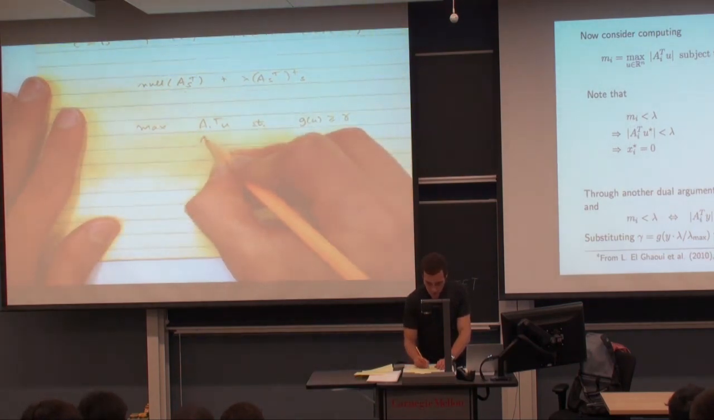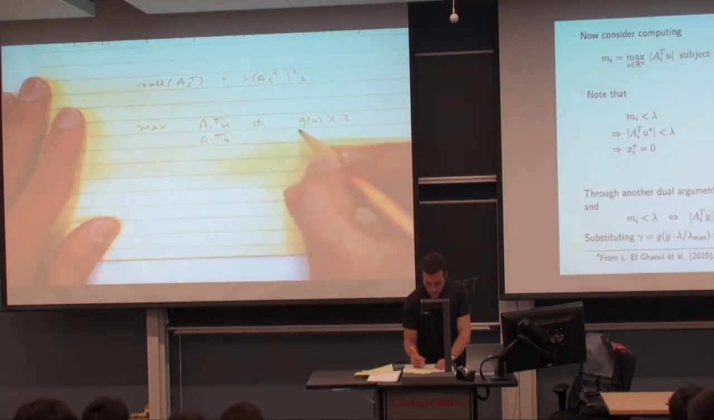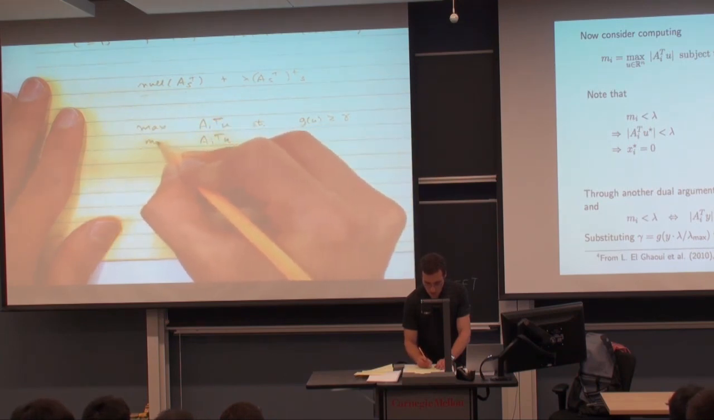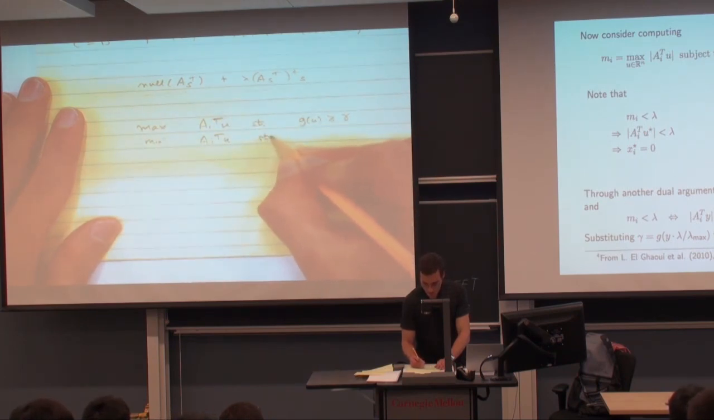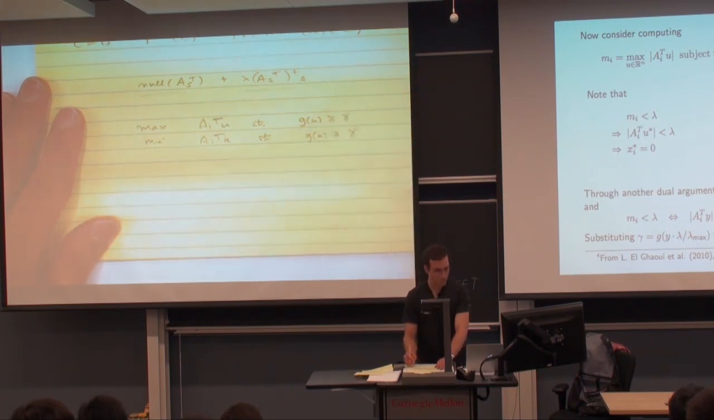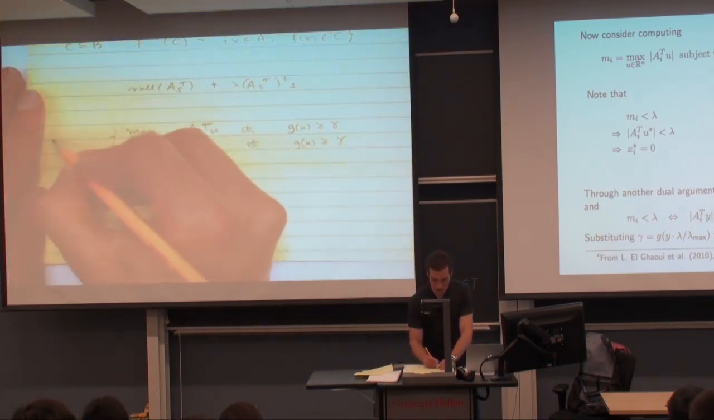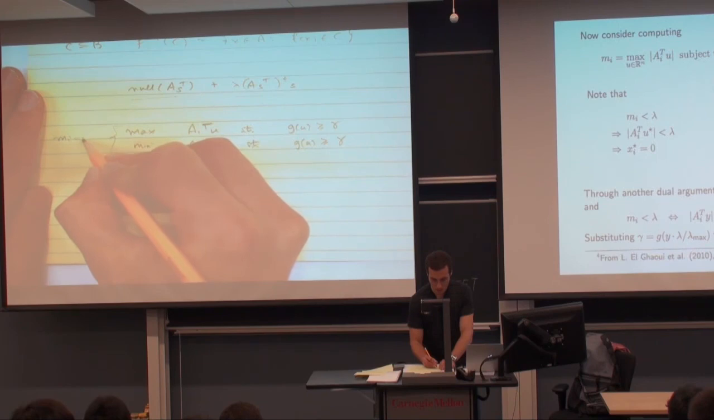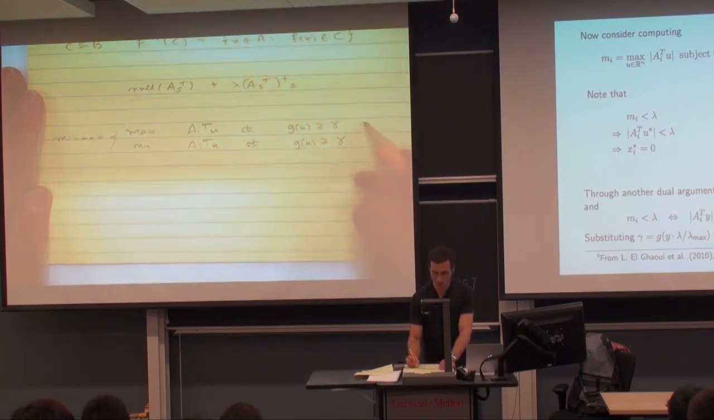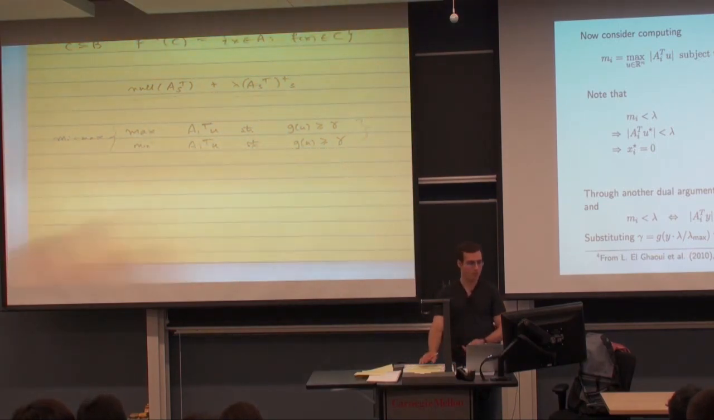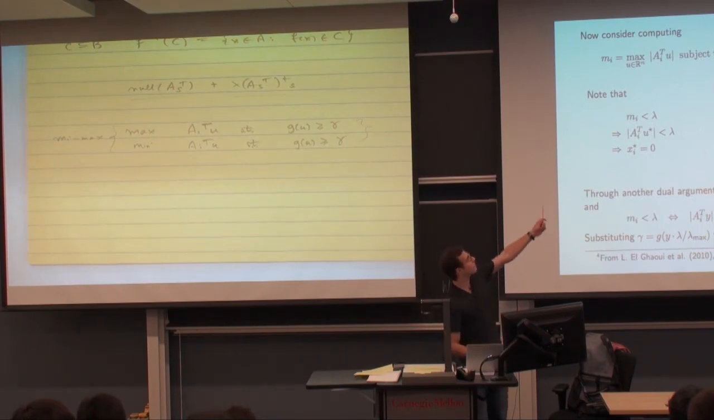And I also think about computing the minimum of a_i transpose u subject to g of u being bigger than or equal to gamma. And let's suppose I could do this, and I called the maximum of these two values m_i. So it's the maximum value I obtain from either of these optimization problems. Or in other words, it's the maximum of the absolute value of a_i transpose u subject to g of u being bigger than or equal to gamma.